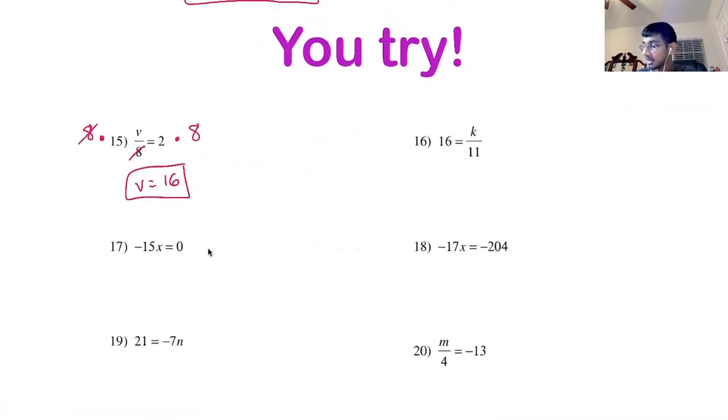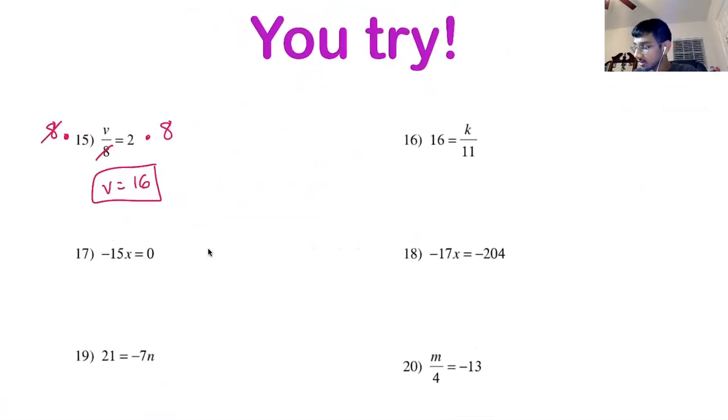So for number 16, same exact concept right here, right? We just take our 11 in the bottom of a fraction, so we're going to multiply it times 11, cancel this out, same exact idea over here, multiplying times 11, and then k is equal to whatever 11 times 16 is. So 16 times 11 is 176. So that would be the answer.